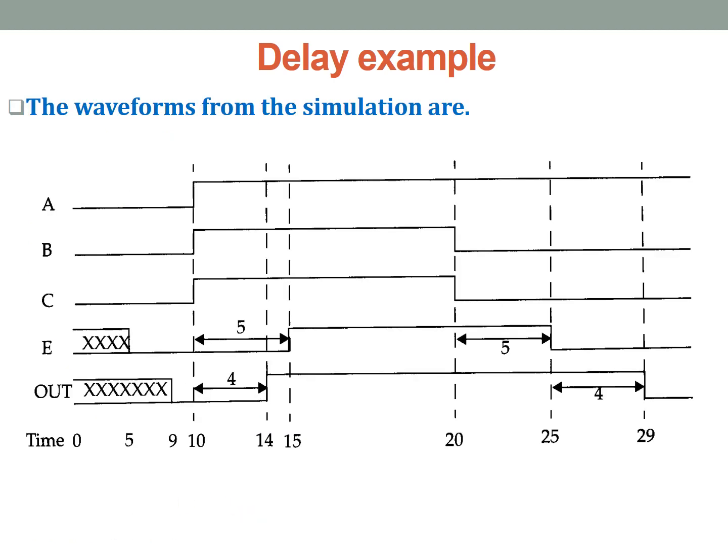Let us look at the impact of these delays on the simulation waveform. So we have A, B, C inputs. In the first case, we have the inputs as 0, 0 and 0. The expression is AB plus C. So we have an AND gate and AB plus C is the expression. E is the output of the AND gate, so AB is represented by E.